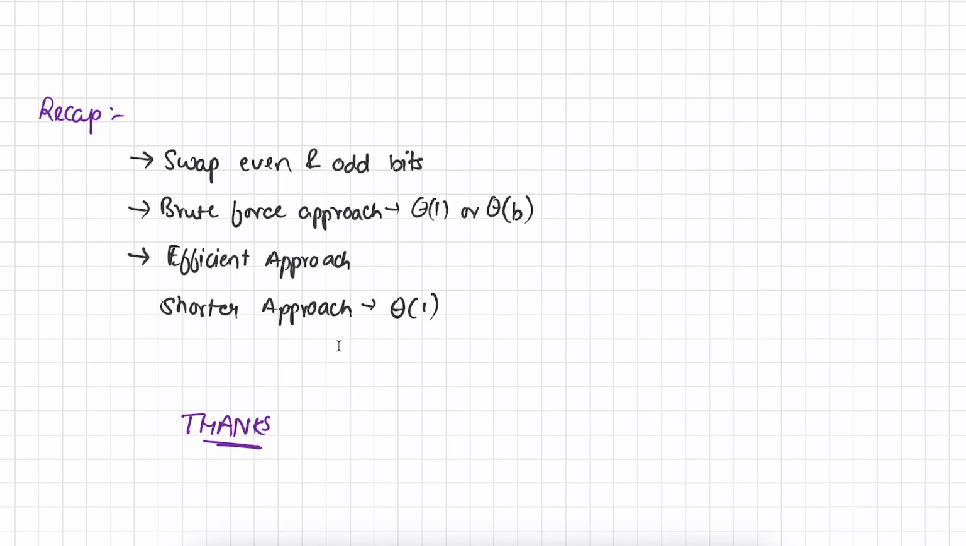The time complexity of the efficient approach came out to be theta of 1, which is constant time complexity. In the brute force approach, our time complexity depends upon the number of bits present in the number, but in the efficient approach, we are not dependent on the number of bits. We can simply swap all the bits of a number in a constant amount of time.